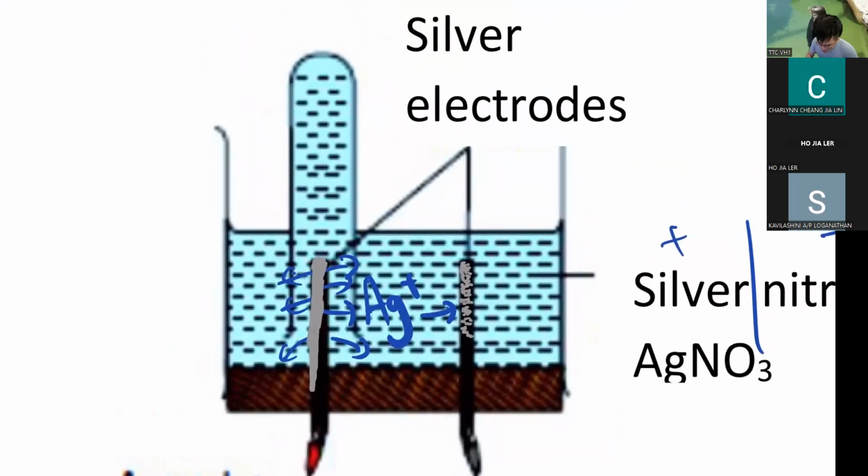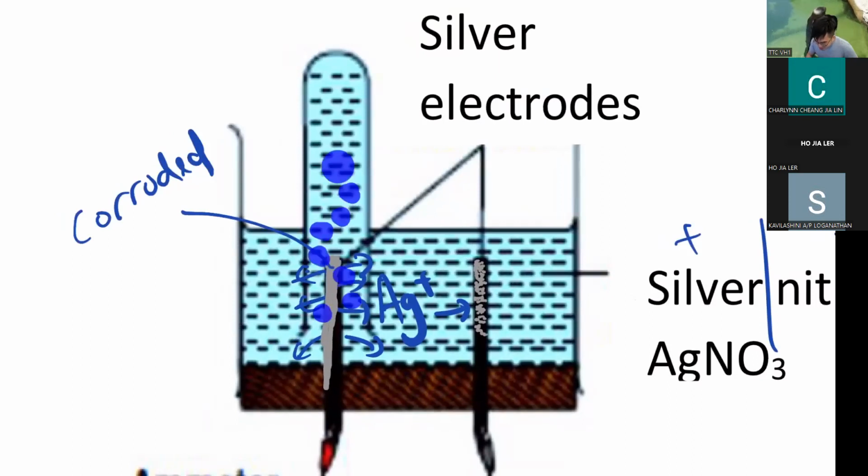Guys, this is what we call corroded. Terhakis. Corroded. What's corroded? Corroded means the thing got thinner lah. Right? Instead of seeing bubbles, girls got kicked out here, the guys will jump in. Now this thing got smaller. Corroded.